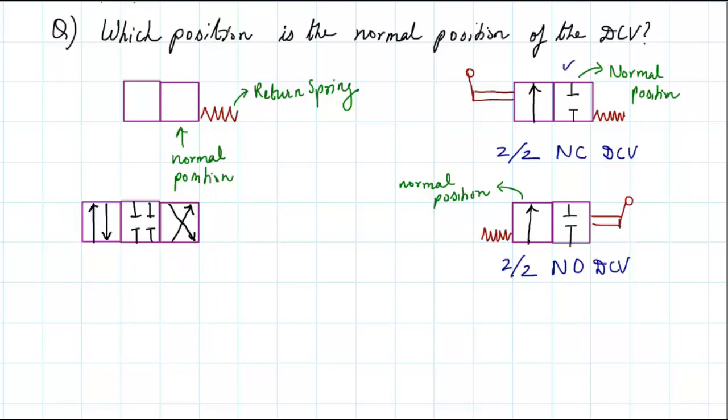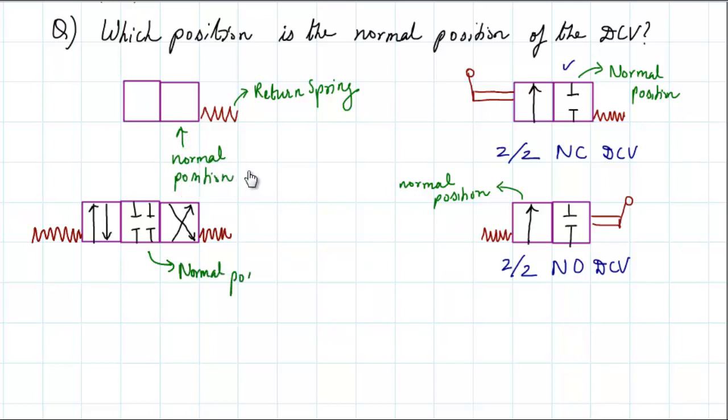Now here I am having a 3 position, 4-way or 4-way 3 position DCV. Suppose I am going to draw something like this. I am having one spring here and another spring here, and both of them are in their relaxed state. So what can you say? What we can say is that this is going to be the normal position.